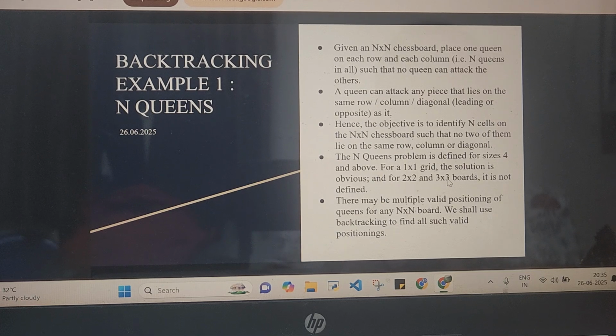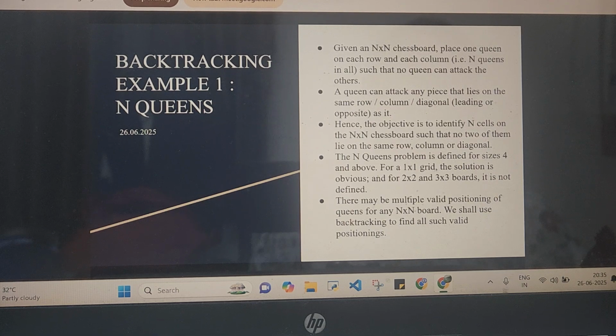And for 2 cross 2 and 3 cross 3 boards, it is not possible to place as many queens such that they don't attack each other, because if you take a 2 cross 2 board, every cell is adjacent to every other cell, so no matter where you place 2 queens, they're always going to be able to attack each other. Similarly, you can find out that it's not possible in a 3 cross 3 case either. So generally the n queens problem is defined for any chessboard of size 4 cross 4 and above, and there may be multiple valid positioning of queens for any n cross n board.